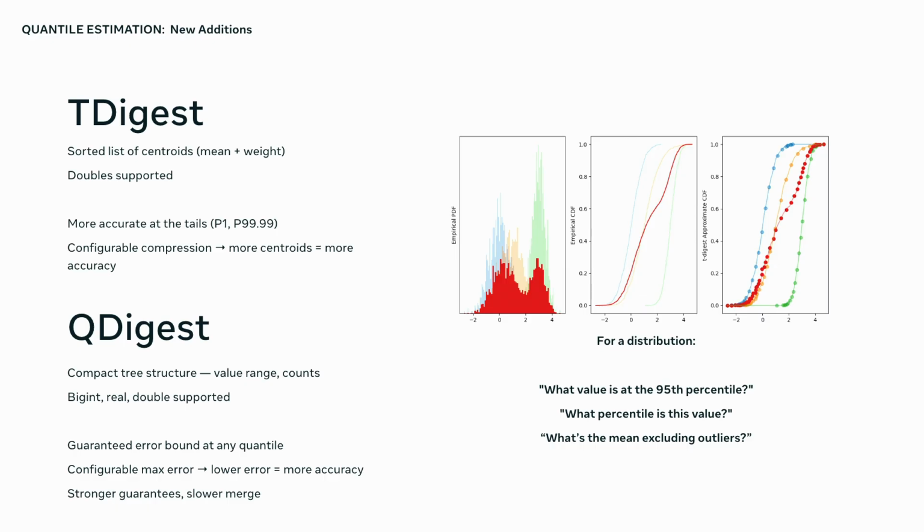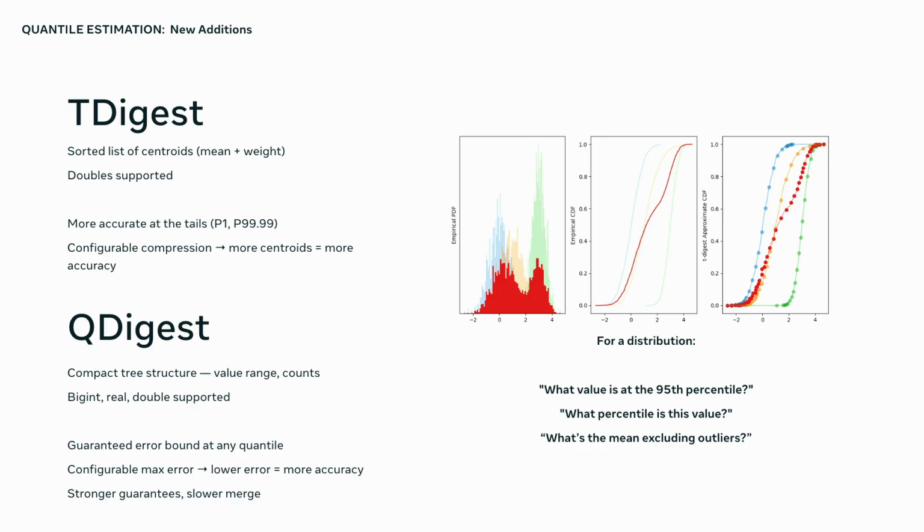Now coming to another data structure that solves this quantile problem, QDigest. This works slightly differently. It is a tree structure which stores value ranges and counts. Unlike TDigest, this has a guaranteed error bound at any quantile, so you can configure the max error that you're okay with. A lower error would give you more accuracy, but then the merge in the tree would be slower.